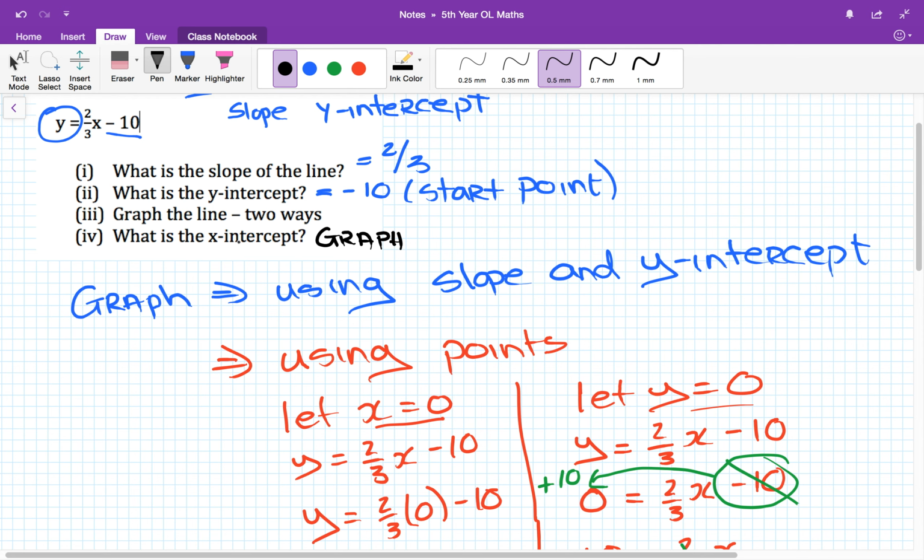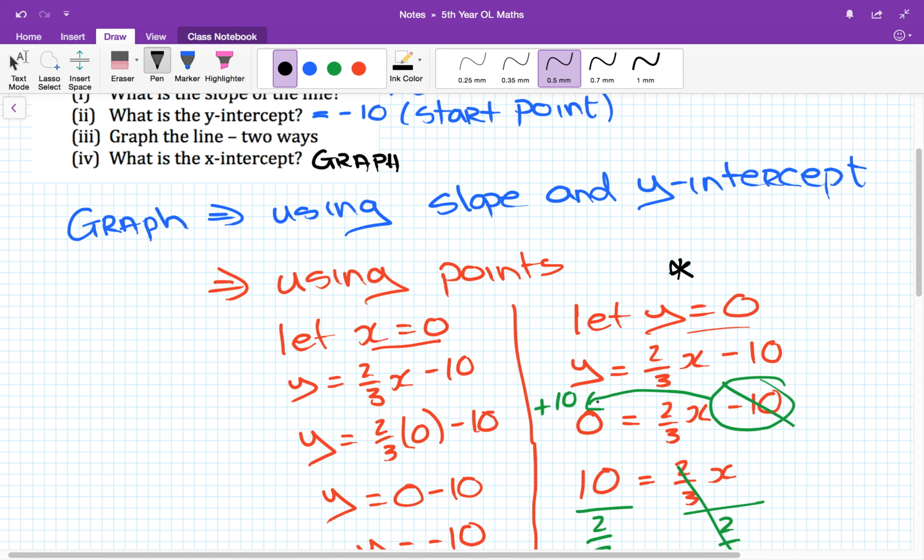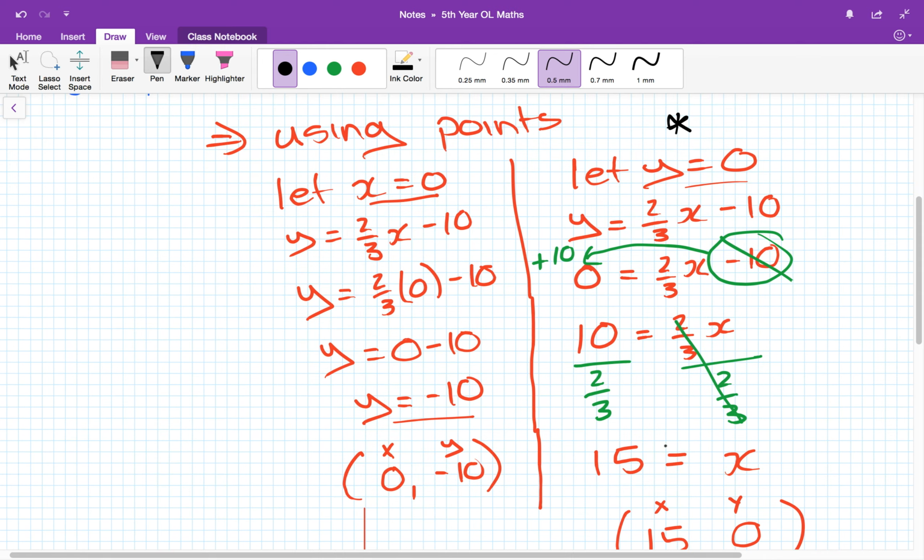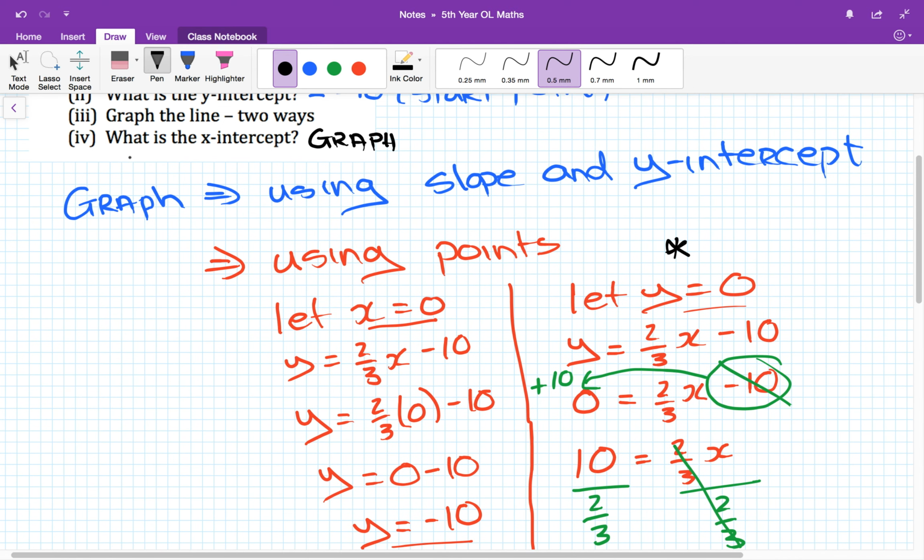So another way of getting the x-intercept, you actually did it over here. Okay, that's where the 15 came from. So to get an x-intercept, a method you can do is just let y equal 0. And that will get you the x-intercept without having to draw a graph.